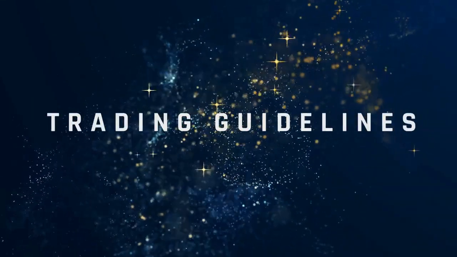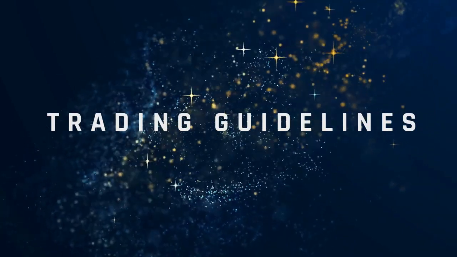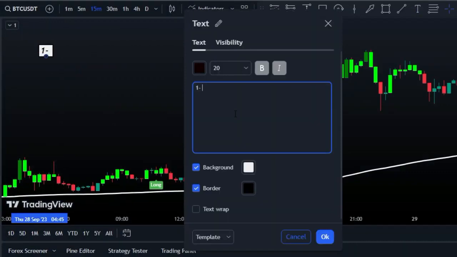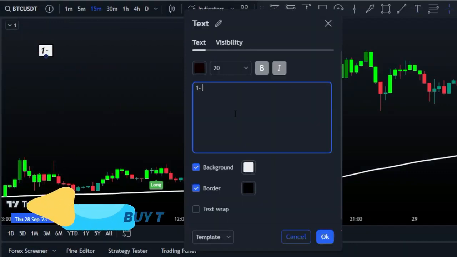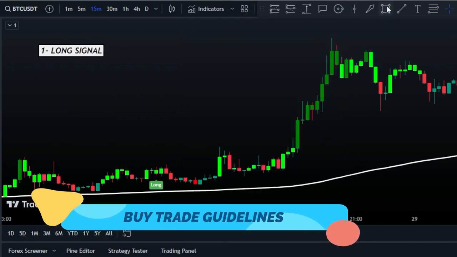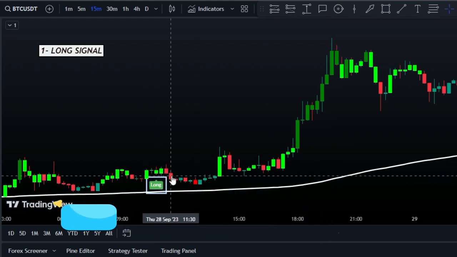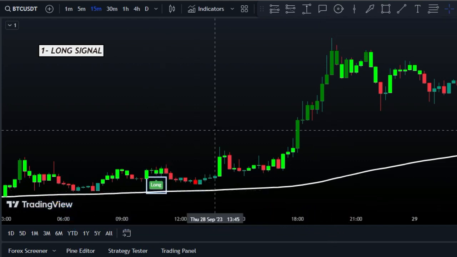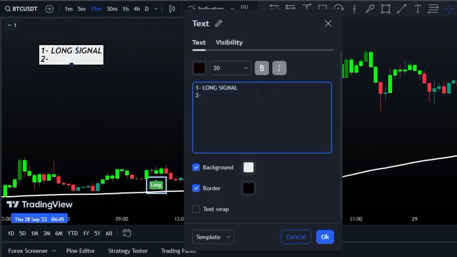Now, let's piece everything together to establish our trading guidelines. First, let's talk about the long trades. To enter a long trade, we require a long signal to pop up on the chart. Then, we make sure the signal candle is green.